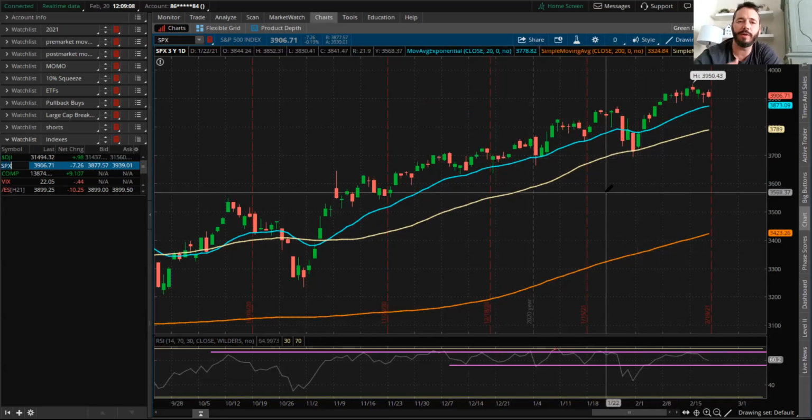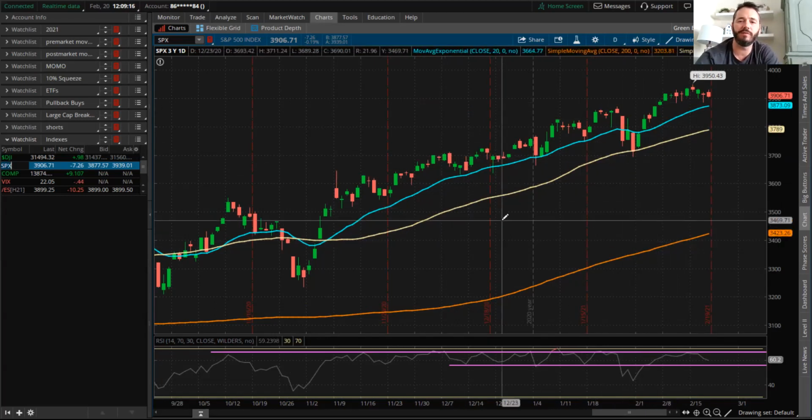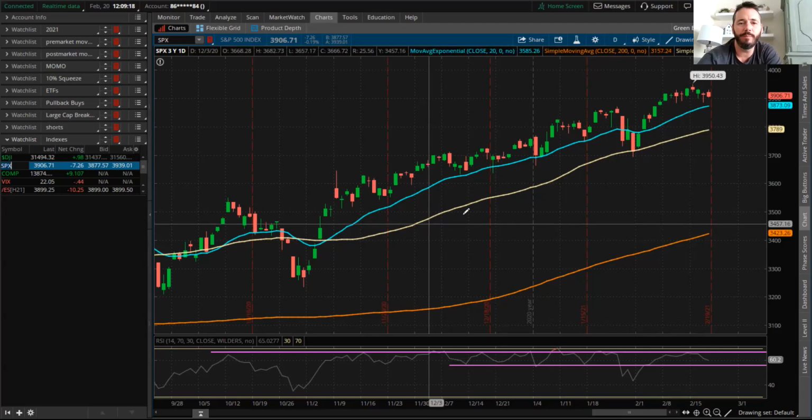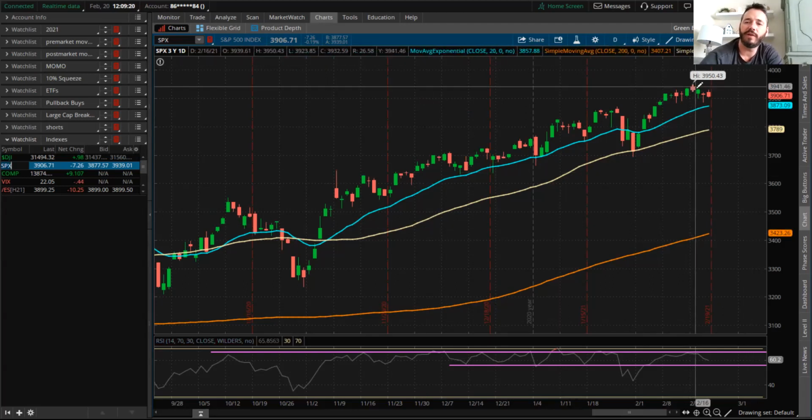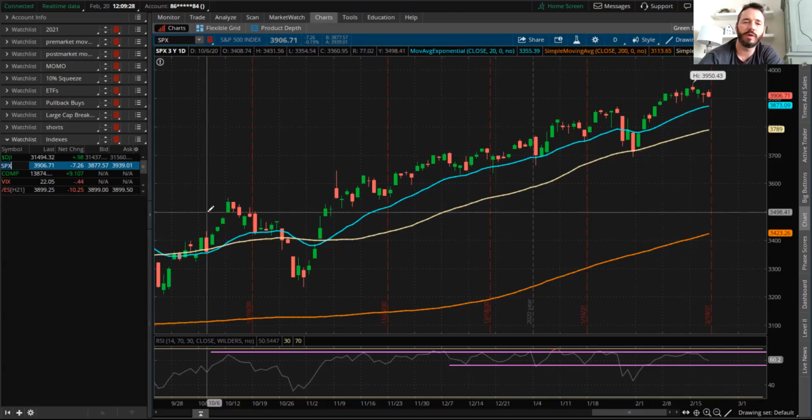But just keep it in mind, right, that if you break these levels, you could be looking at a big correction of 10, 15%. You just want to be aware. Every time we make new highs, it seems like we like to pull back to this 20 EMA. So just keep that in mind.